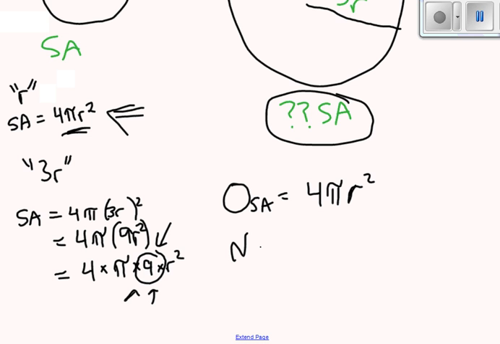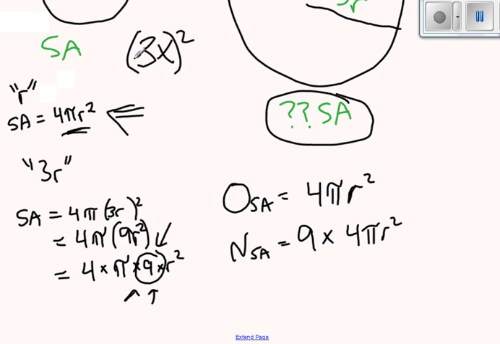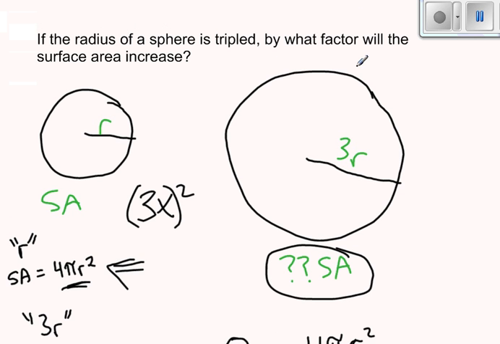The new surface area is 9 times 4 pi r squared. And that should make sense to you, because if I triple the radius and the radius gets squared, so if I triple and then square, well, we know that 3 squared is 9. So it's 9 times the original surface area. So by what factor will the surface area increase? By a factor of 9, meaning it's 9 times bigger.